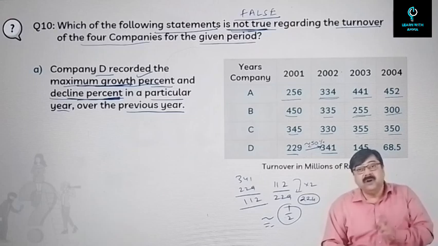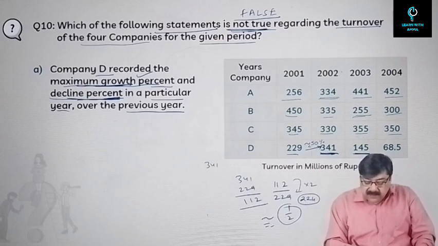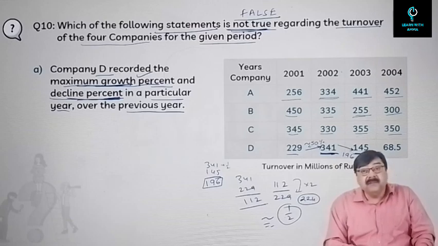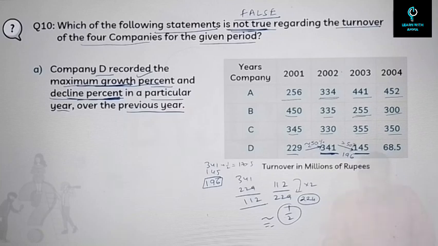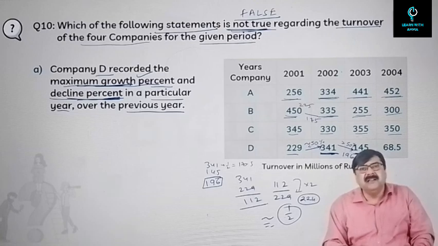Now let us talk about maximum decline percent. From a higher figure, there is a drop to a lower figure, which is happening from 341 to 145. How much is the drop? 341 to 145, so 6, 9, and 1, 196. So there is a decline of 196. And half of 341 is 170.5. So it is more than 50% decline. Now, when we look at declines for the other companies, 256 to 334 to 441, 452, there is no decline. 450 to 335, there is a decline of 115. Now, 50% of 450 is 225. No, the decline is definitely lesser than 50%.